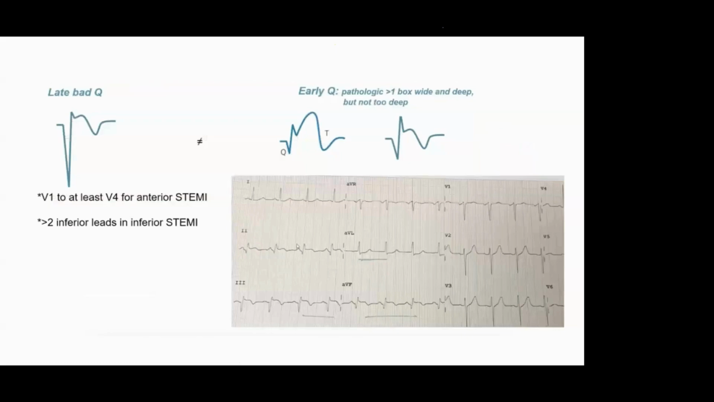These are bad Q waves: late, very wide and very deep, especially in the anterior territory. With early Q waves in the inferior leads, if you revascularize, the Q wave will disappear because it's not transmurally infarcted. It is due to stunning, and that stunning we can reverse with revascularization. So these small, short early Q waves will totally disappear later. But deep, wide Q waves present after 24 hours will stay there.